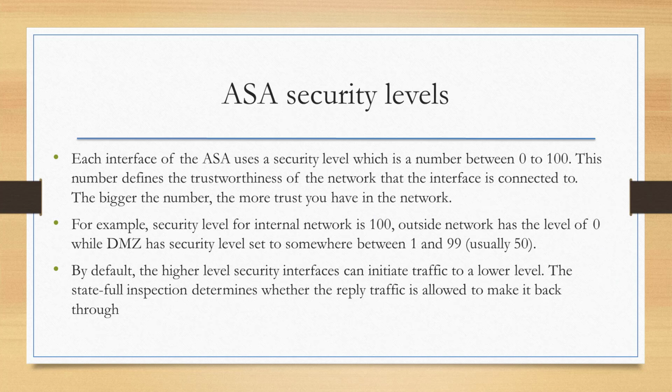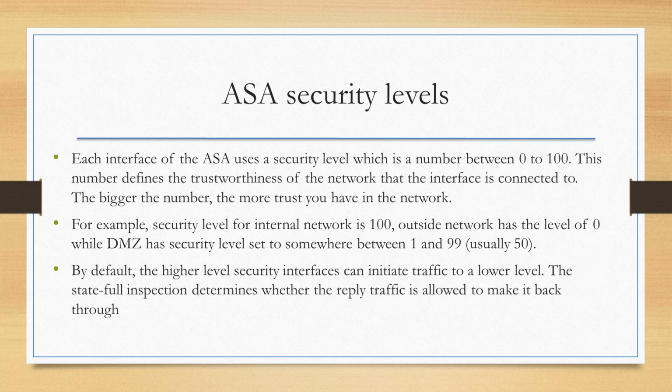ASA security levels. Each interface of the ASA uses a security level which is a number between 0 and 100. This number defines the trustworthiness of the network that the interface is connected to. The bigger the number, the more trust you have in the network. For example, the security level for the internal network is 100, the outside network has the level of 0, while the DMZ has a security level set somewhere between 1 and 99, usually 50.